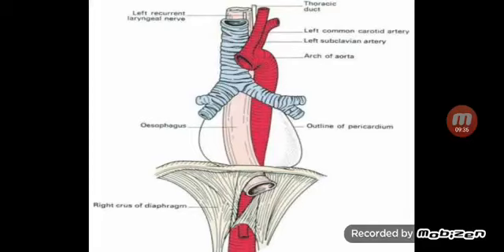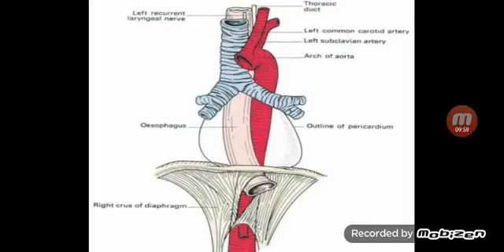So what will happen? The esophagus will pass anterior to the thoracic aorta, crossing it at the level of T8. This is at the level of T8. The esophagus becomes anterior to the thoracic aorta, crossing it at the level of T8.